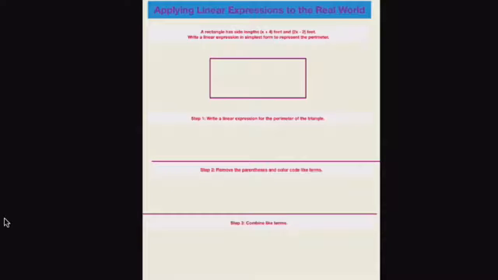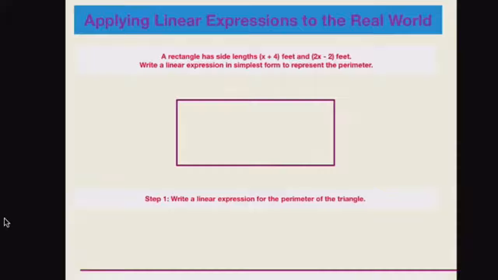Alright, let's try one more. A rectangle has side lengths x plus 4 feet and 2x minus 2 feet. Write a linear expression in simplest form to represent the perimeter. Okay, first of all, let's go ahead and fill in our diagram or our picture with our information. So since this is the shorter side here, we're going to go ahead and label those sides with x plus 4. So each of these sides are going to be x plus 4 feet.